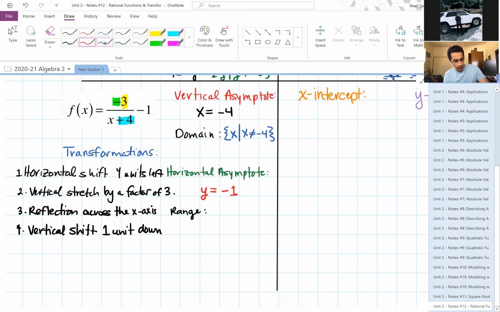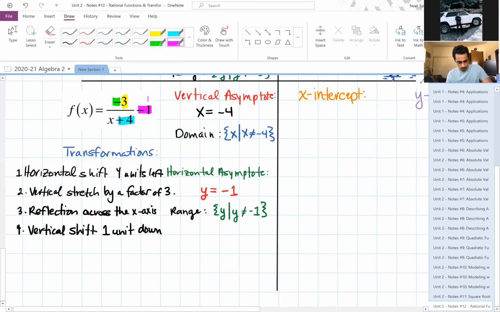And then you have a range. What would your range say? There you go, right? It's all of the y values as long as y is not equal to -1. So the set of y such that y does not equal -1. All right. Any questions so far?